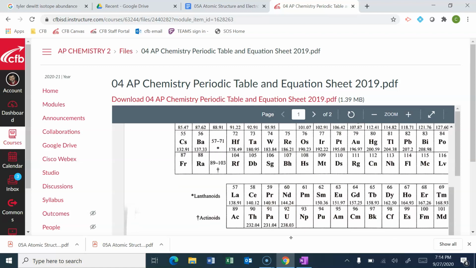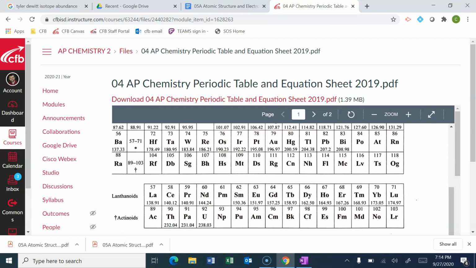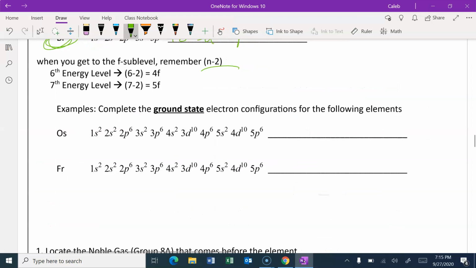After 6s, we got to go down to the F sublevel. 4f, 1, 2, 3, 4, 5, 6, 7, 8, 9, 10, 11, 12, 13, 14. This throws people off a little bit because of just the way that the periodic table is laid out. Just know that it's always 4f14. And then we go 5d, 1, 2, 3, 4, 5, 6. So 5d6 is where we're going to end.